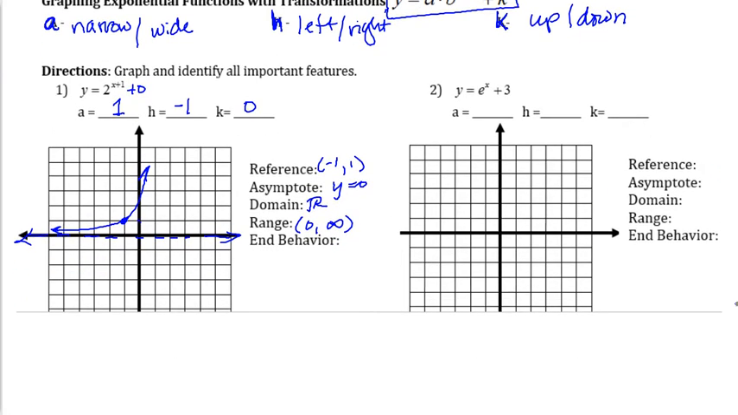End behavior for these is interesting. As x goes to negative infinity, y does not go to negative infinity. It does go down, but it never goes any further than 0. It approaches 0 forever, to the left. On the right, as x goes to positive infinity, we are allowed to go up as high as we want, to infinity.